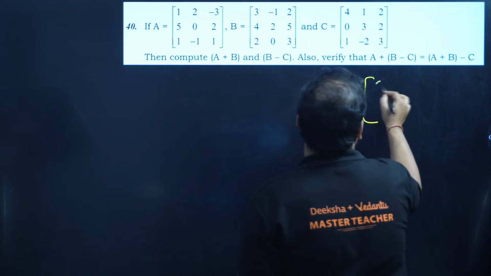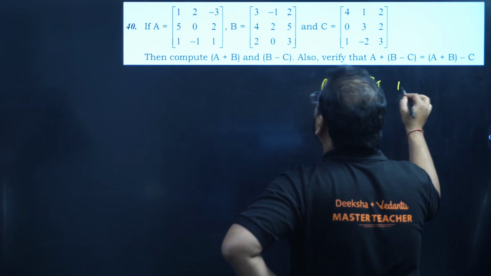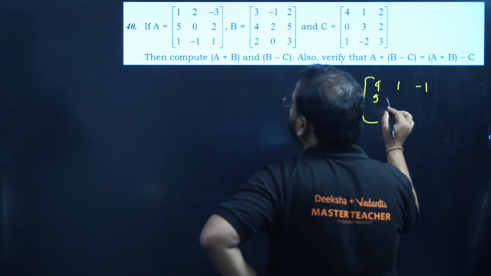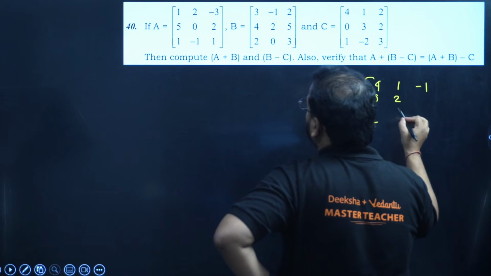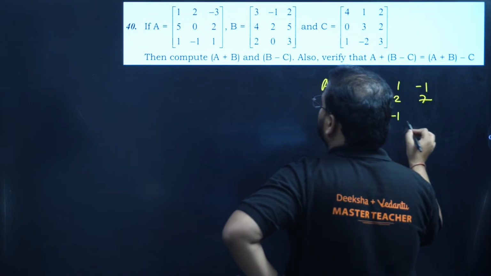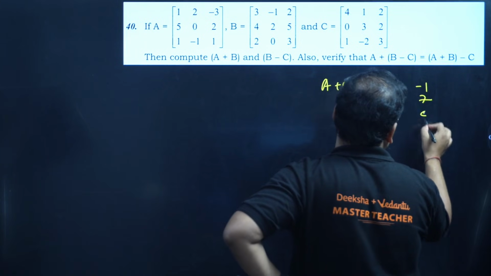So 4, 1, minus 1, 9, 2, 7, 3, minus 1 and 4. This is a plus b.